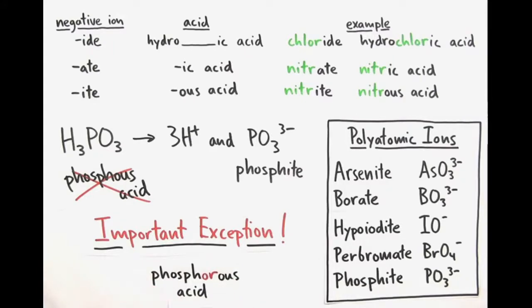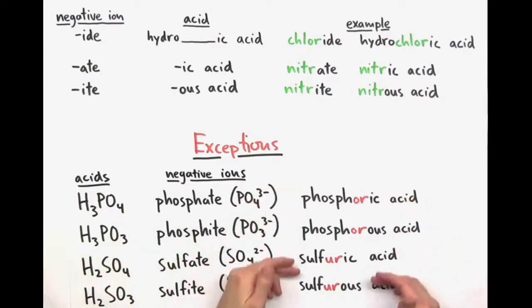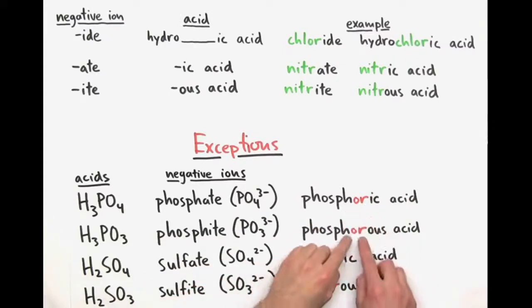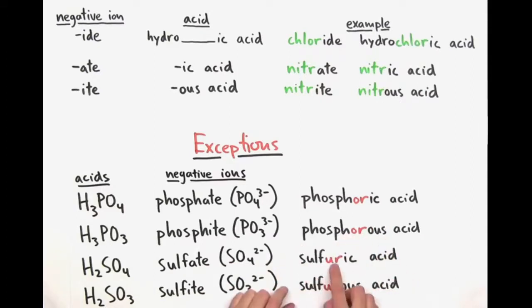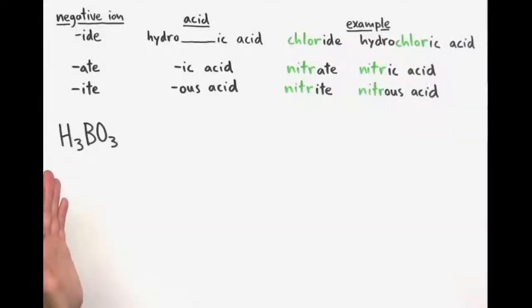So this is called phosphorus acid. Phosphorus acid is one of 4 important exceptions for acid names. In each one of these, we got to add a little something before the ending. So the 4 exceptions are phosphoric acid, phosphorus acid, sulfuric acid, and sulfurous acid. So just learn these so that you won't get tripped up by them in the future. We're going to do a few more examples of naming. If you've already got it down, just turn off the video and move on.